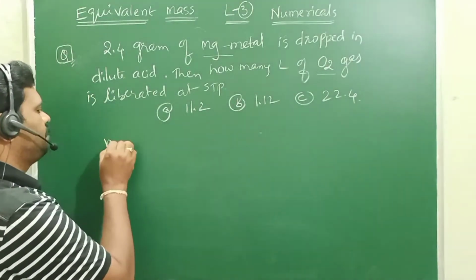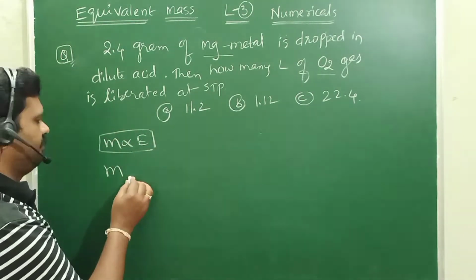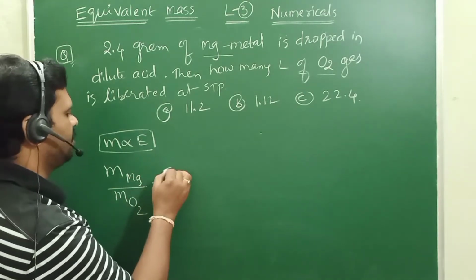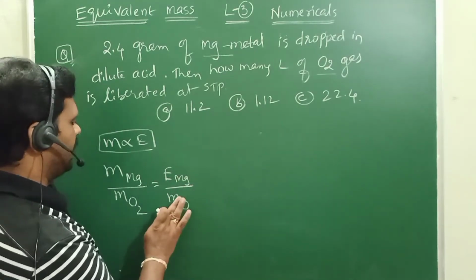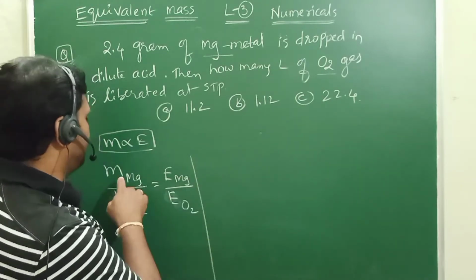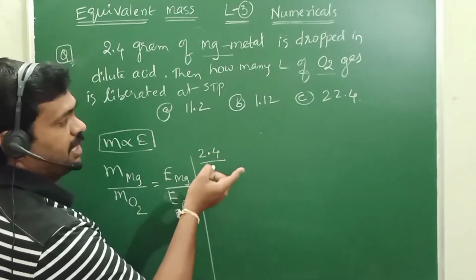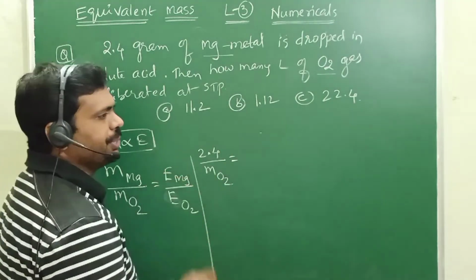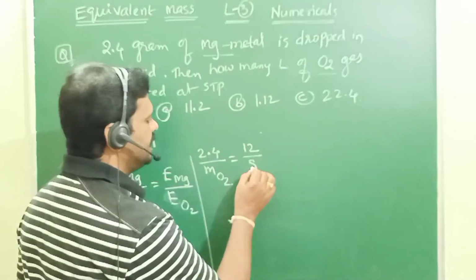So again same principle, mass is directly proportional to the capital E. Mass of magnesium metal divided by mass of oxygen gas is equal to equivalent weight of the magnesium divided by equivalent weight of the oxygen gas. Now, mass of magnesium metal is 2.4 grams divided by mass of oxygen, which we have to calculate first. That is equal to equivalent weight of the magnesium, which is 12, and equivalent mass of the oxygen, which is 8.